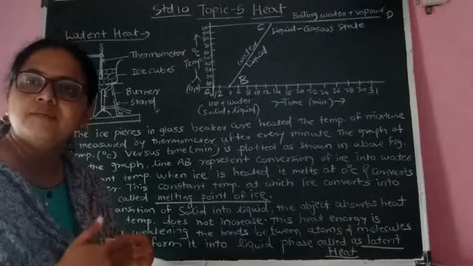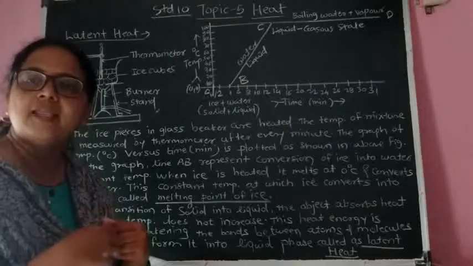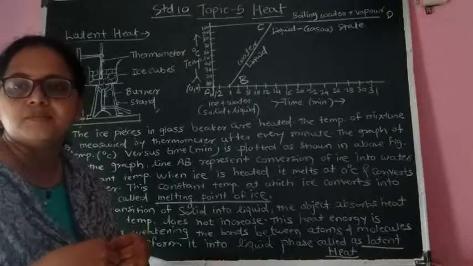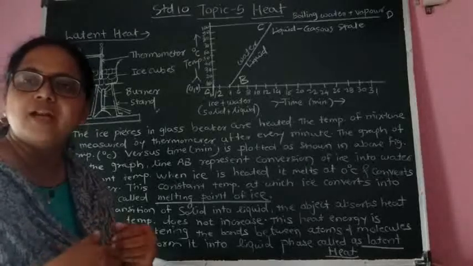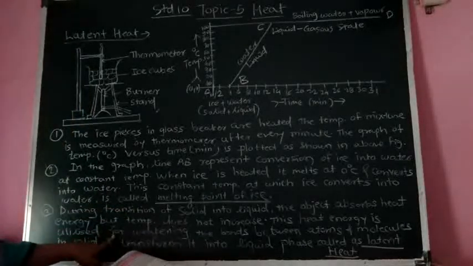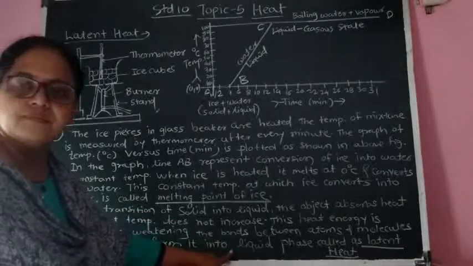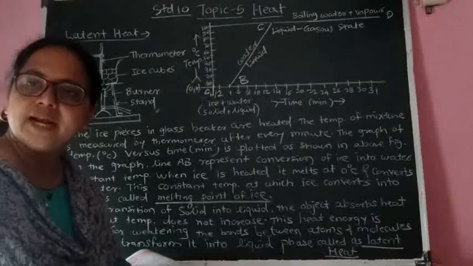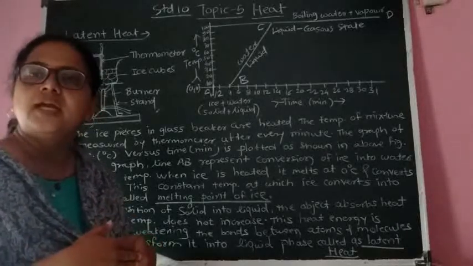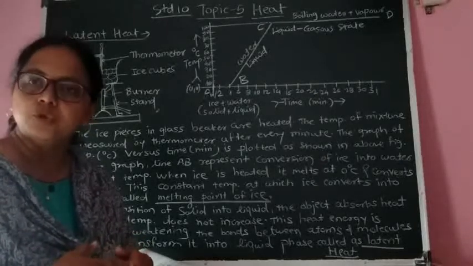The atoms and molecules present in the ice absorb the heat, and they use this heat for breaking the bond between the atoms. So what will happen? Solid is converted into liquid. You can see here, for weakening the bond between the atoms and molecules in solid and transferring into liquid. So this is called latent heat. That is, during the transformation of solid into liquid, heat is absorbed. It is called the latent heat of fusion.